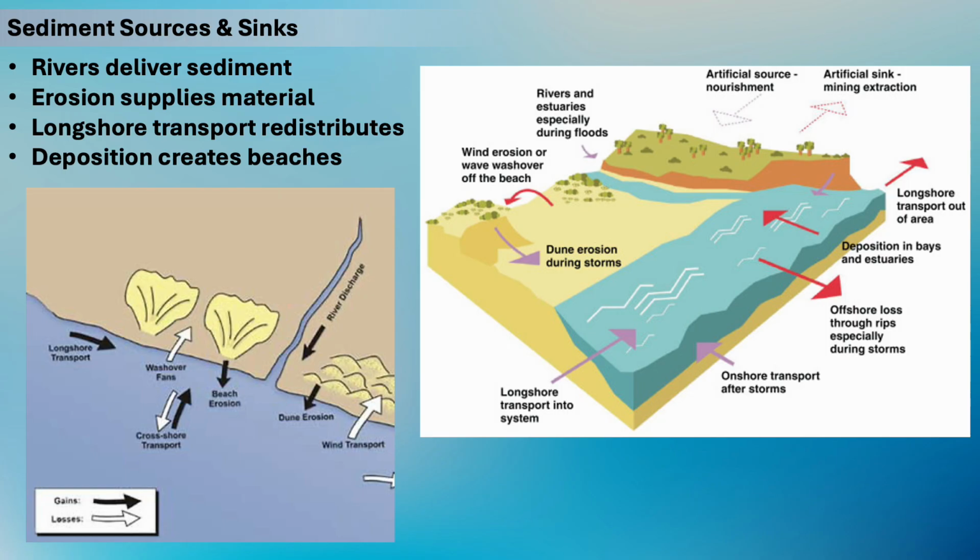Once sediment reaches the shoreline, longshore transport redistributes it. Some areas experience net gain, where sand accumulates and the beach widens. Other areas experience net loss, where transport exceeds supply and erosion dominates. This creates sediment sources and sediment sinks.